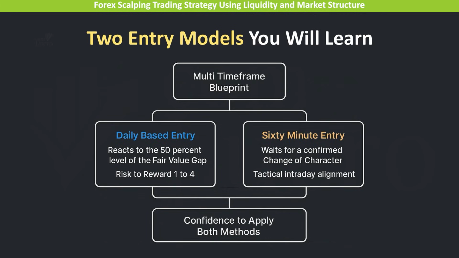Inside this study, we will also build two practical entry models. The first is a daily-based entry that reacts to the 50% level of the fair value gap and focuses on favorable risk to reward conditions. The second is a 60-minute entry that waits for a confirmed change of character before positioning, providing a tactical option for intraday alignment. By the end of this video, you will have a complete multi-timeframe blueprint and two entry methods you can apply with confidence.